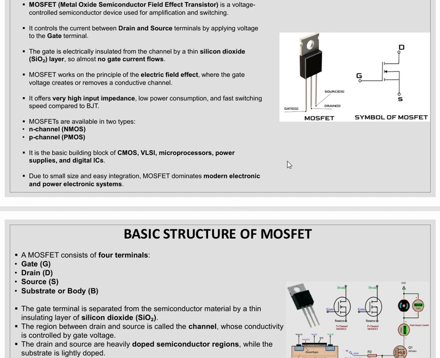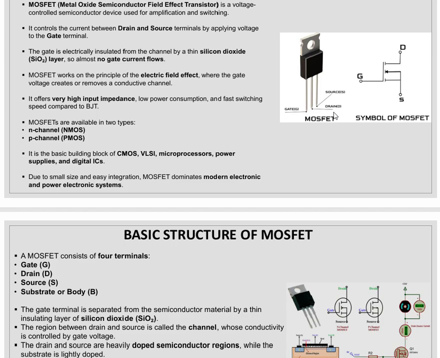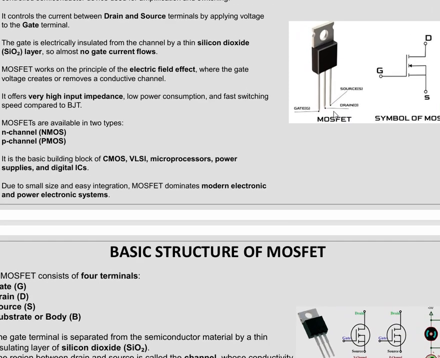MOSFETs are available in two types, N-channel and P-channel. It is the basic building block of CMOS, VLSI, microprocessors, power supplies, and digital ICs. Due to small size and easy integration, MOSFET dominates modern electronic and power electronic systems. Here we can see the symbol of MOSFET and the picture of the MOSFET, which indicates the gate, drain, and source.